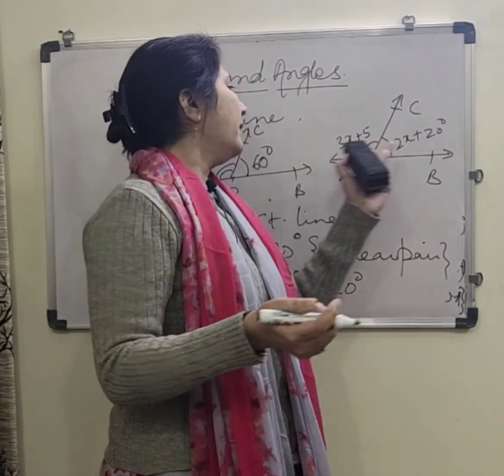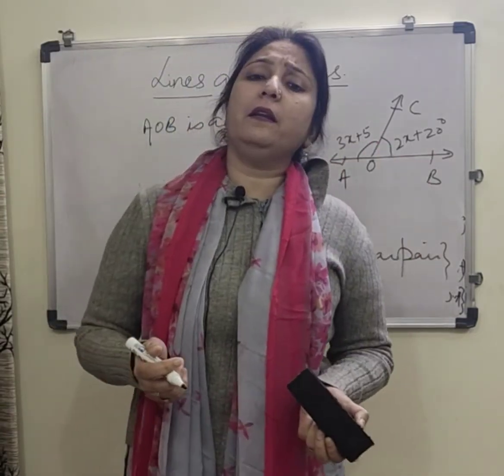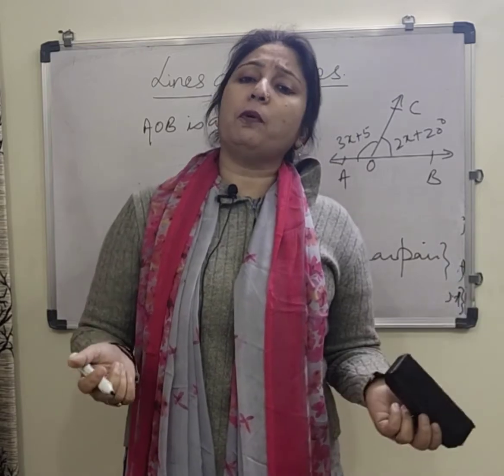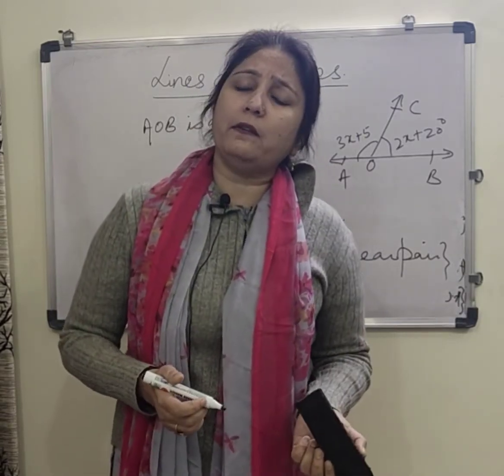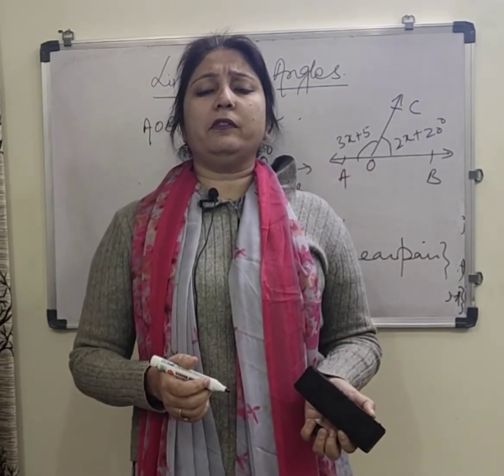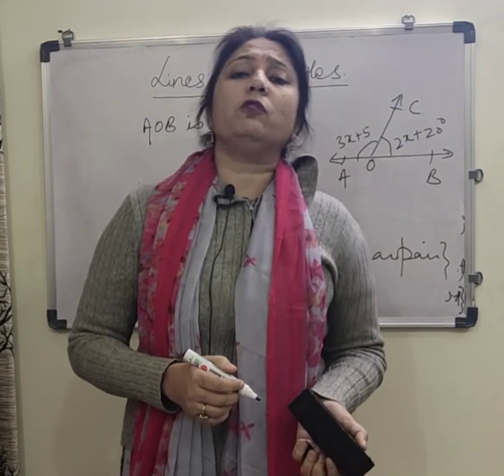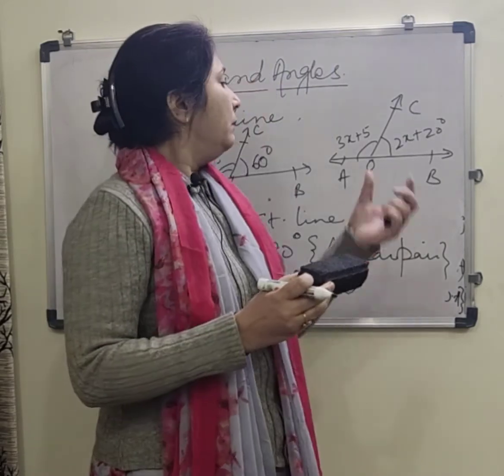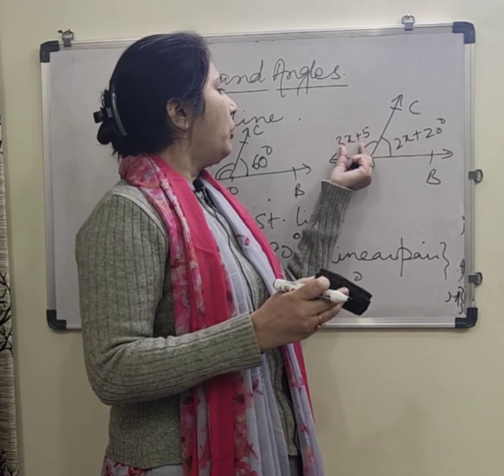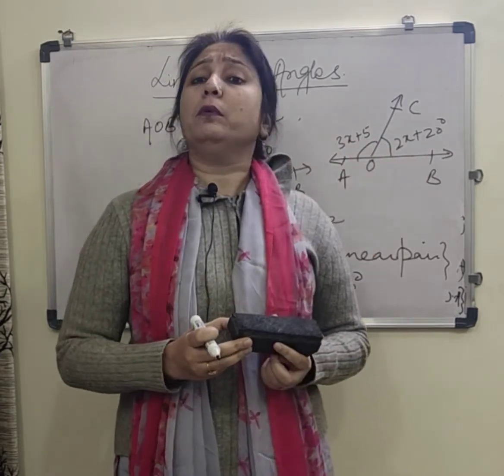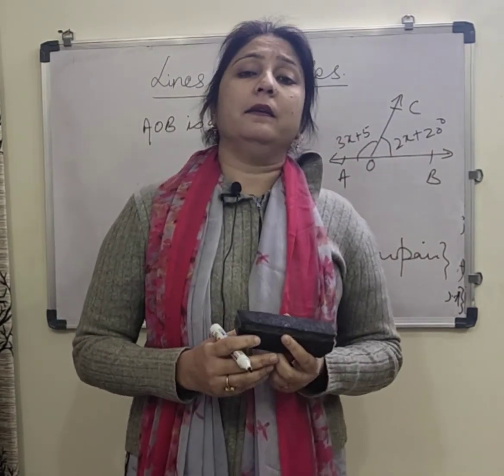You will write their sum as 180 degrees, and you can solve for both. First you will solve for x by forming a linear equation, and then you can put the values of x in both the angles, and you will get both the angles.